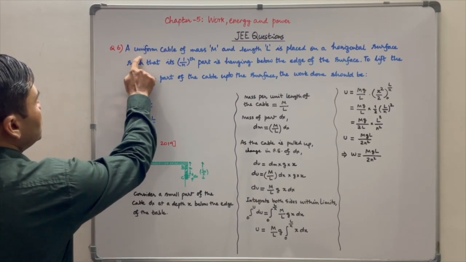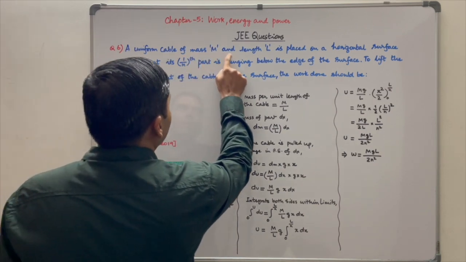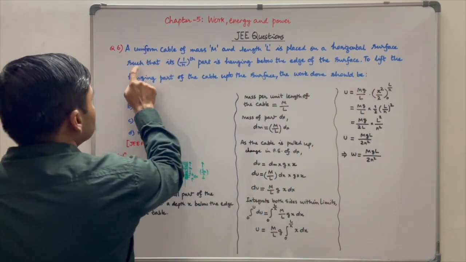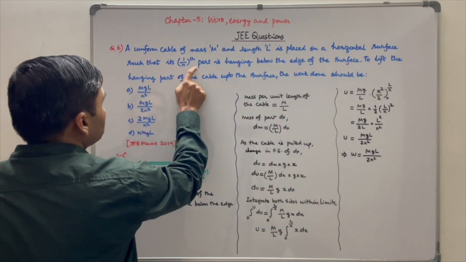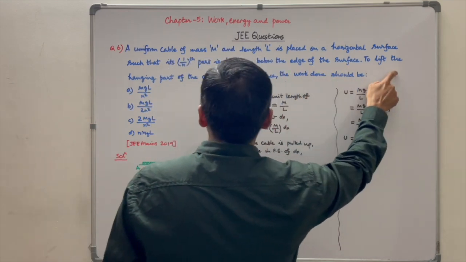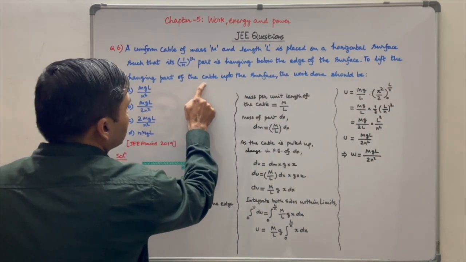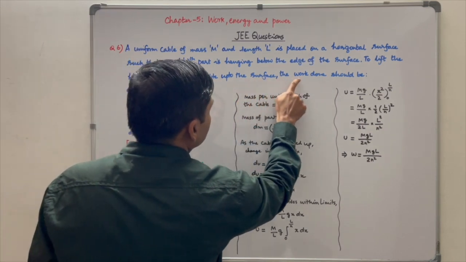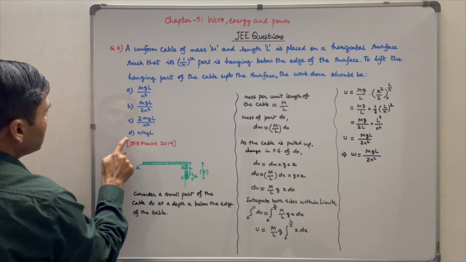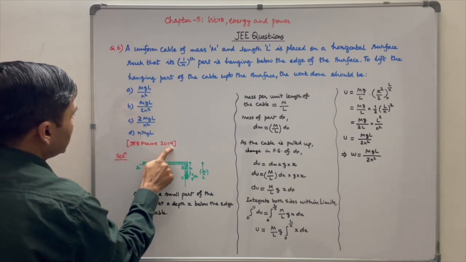Sixth question. A uniform cable of mass M and length L is placed on a horizontal surface such that its 1 by nth part is hanging below the edge of the surface. To lift the hanging part of the cable up to the surface, the work done should be. These are the options given. This question was asked in JEE Mains 2019.